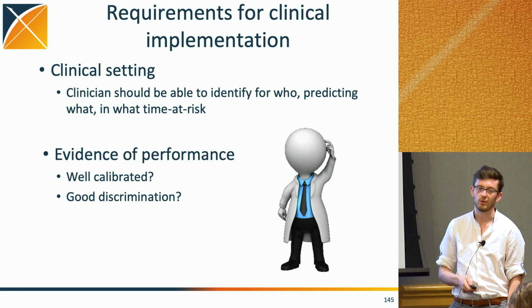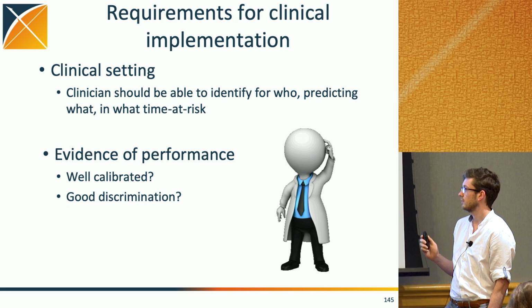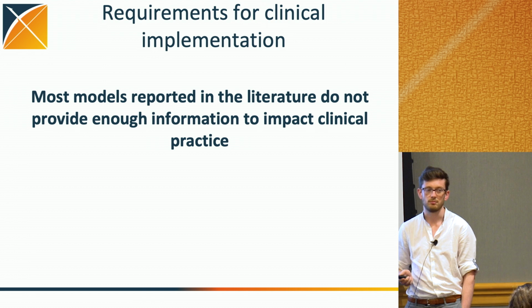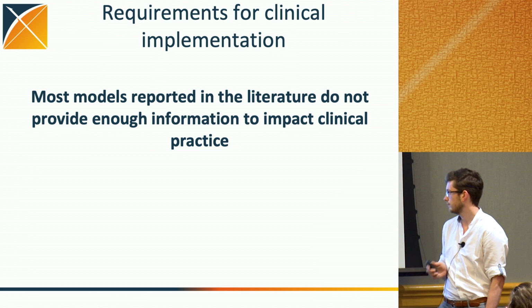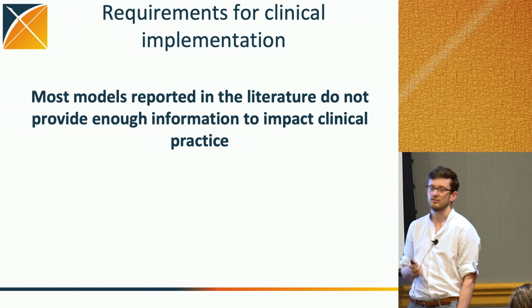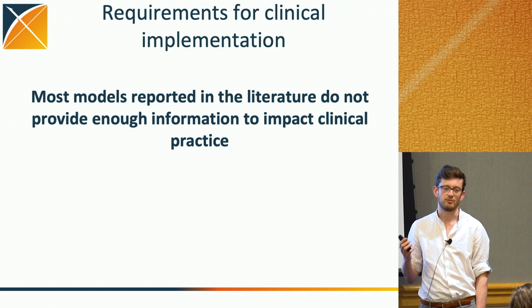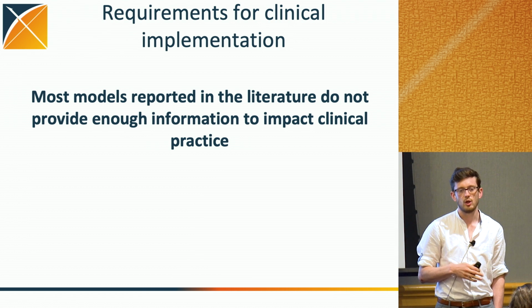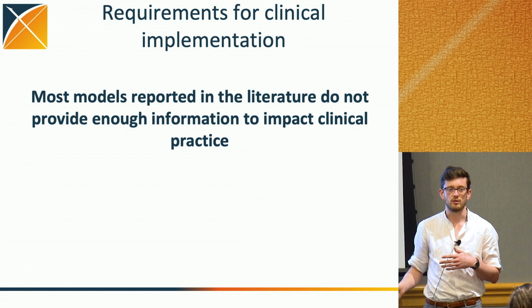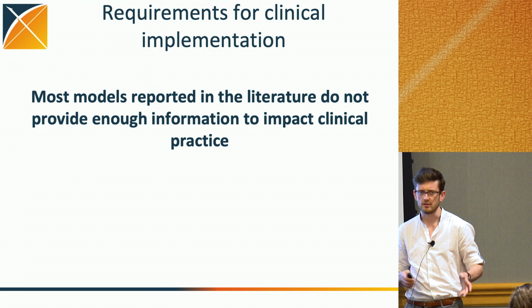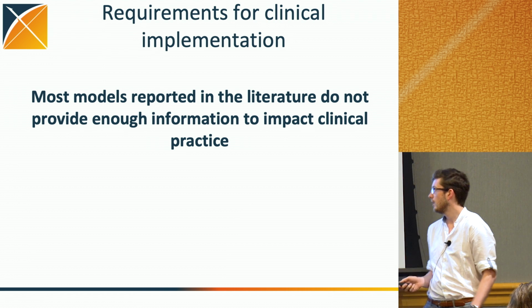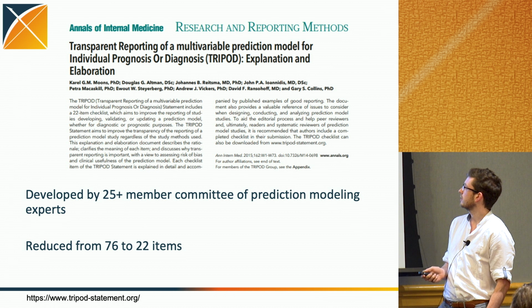And like we had this morning, you want to report both calibration and discrimination. What we see quite often is that a lot of models reported in the literature do not provide enough information to impact on clinical practice. Whether they don't give sufficient definitions of what your target cohort is, or sufficient definitions of the outcome, or they don't tell you the specific setting you want to be using, or they don't tell you how well the model performs. The way that we can get around this is by looking at this.